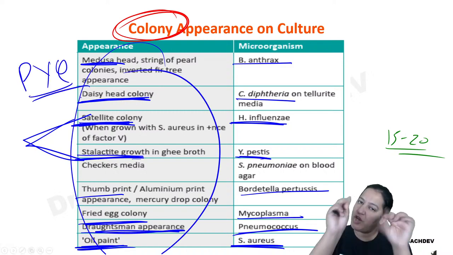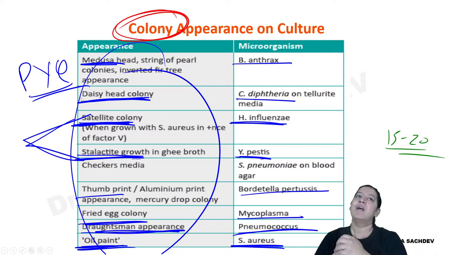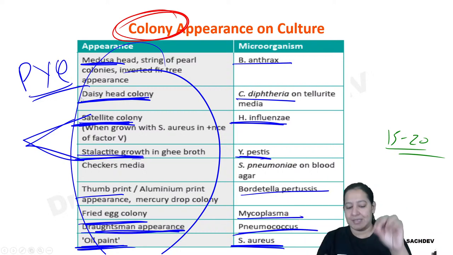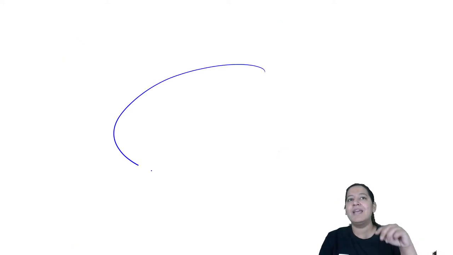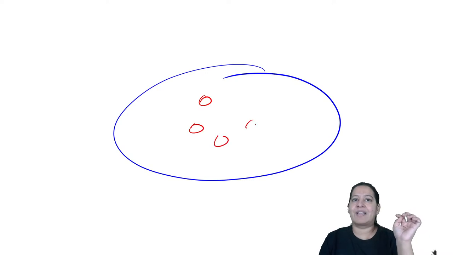Don't believe me, check yourself. Open the book, check yourself. In sab pe PYQ milega. So that is the specific colony appearance. Specific colony se mera matlab hai, ye aapka culture media hai. This is your culture media. And these are the colonies of the bacteria.